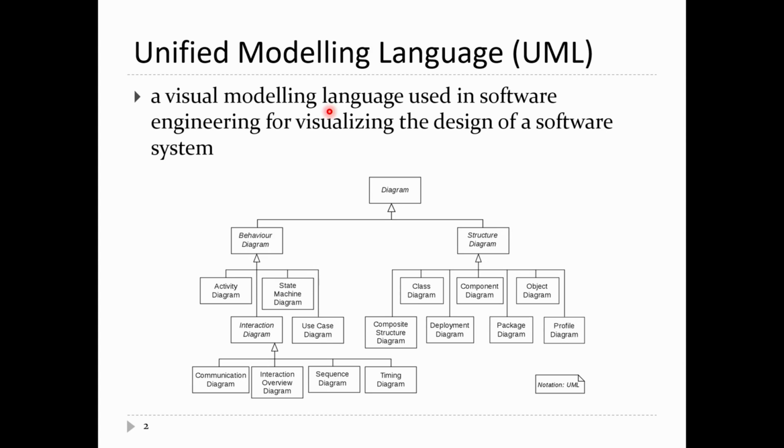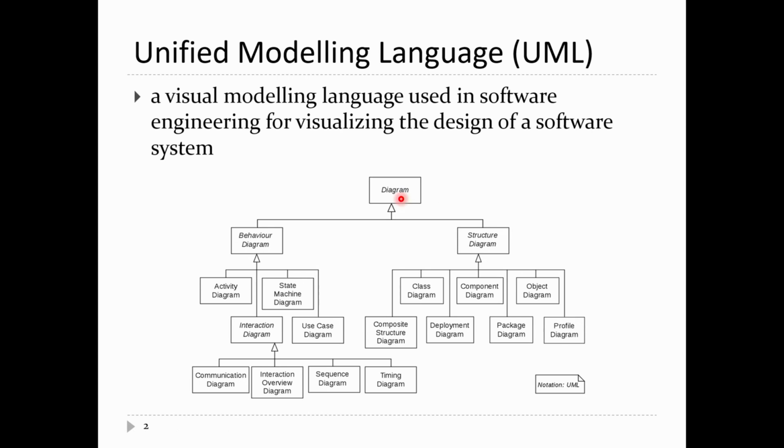It's a visual modeling language. It was originally designed to, I think, describe object-oriented programs. It's now used for a bunch of other things as well. It's very common in software engineering. It's used to visualize the design of a software system. So that diagram there is a UML class diagram that describes the UML language.